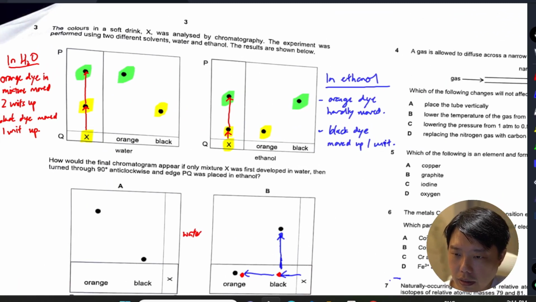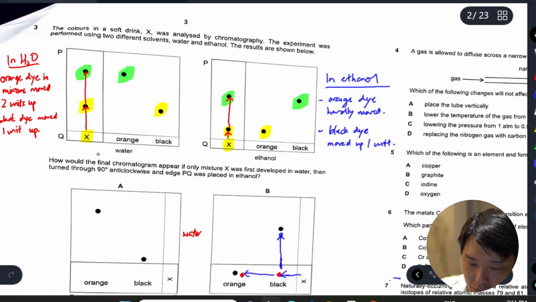Alright guys, let's look at this question that talks about paper chromatography. So we have the colors in a soft drink analyzed by two different solvents. One is water and one is ethanol. So we have two samples for us to take a look at. Let's look at the sample on the left, where the starting point is marked as X. Okay, the starting point is marked here as X.